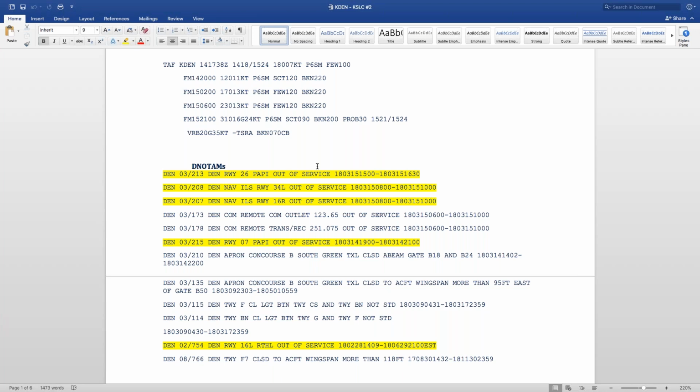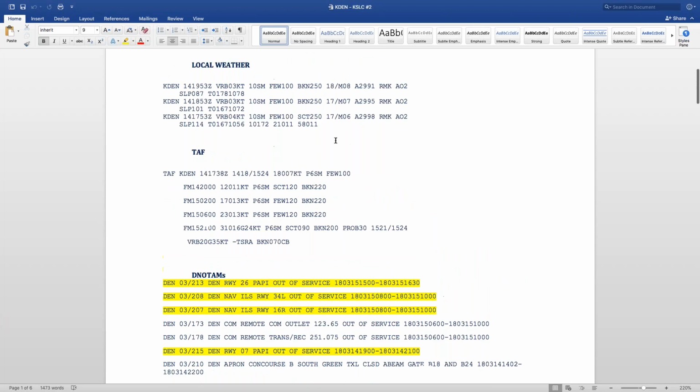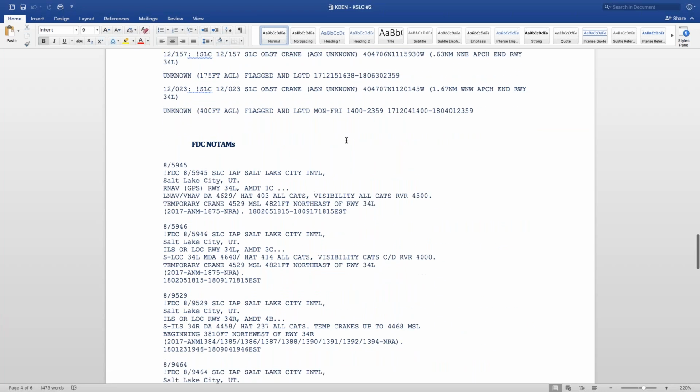No. So is it a usable runway? Yes. Do the winds favor it? Yes. Sure, we should stay with it. We could choose any runway at this point, right? Okay, 34 left, let's go with it. Now Salt Lake City, let's do the same thing for Salt Lake City.